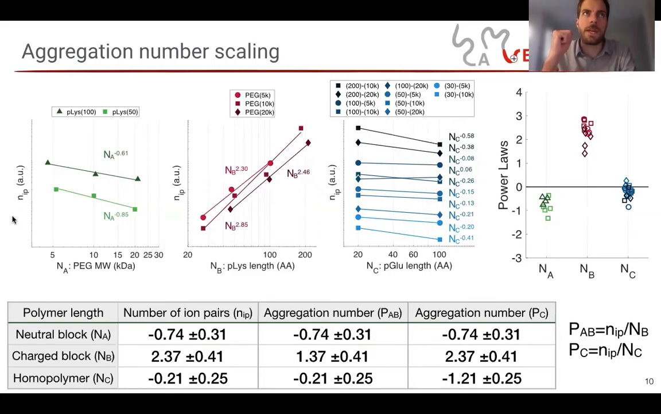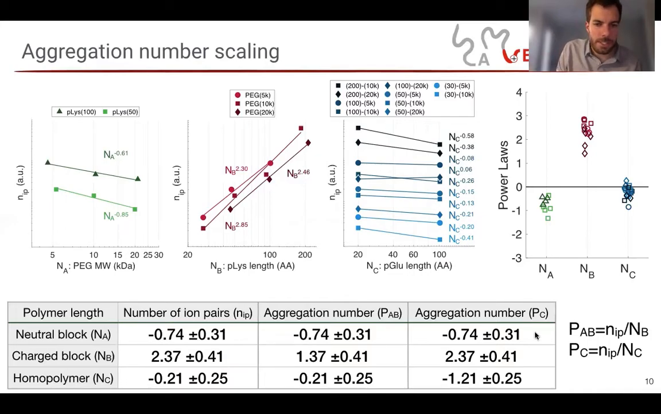But if I'm assuming that the core of the micelle is completely neutralized, and so the number of cationic monomers is the same as the number of anionic monomers, which is the same as the number of ion pairs, and I know the length of each polymer, then I can calculate the aggregation number for each polymer. And that's just the simple relation here. So what I'm showing up here is the scaling for the number of ion pairs in the core. And then what I'm showing in these two right here is the aggregation number for each polymer.